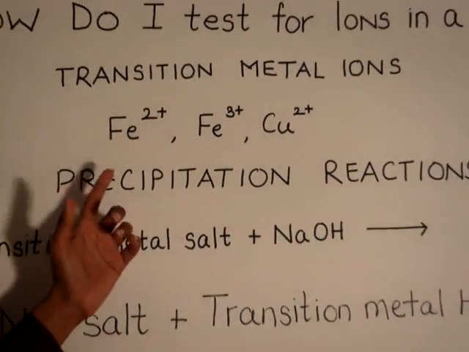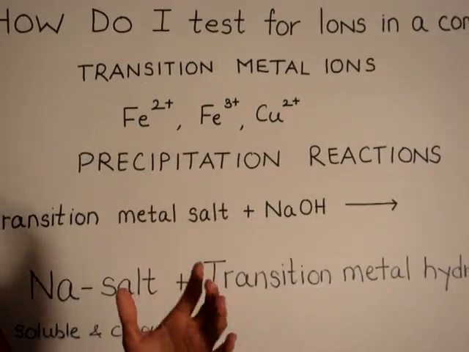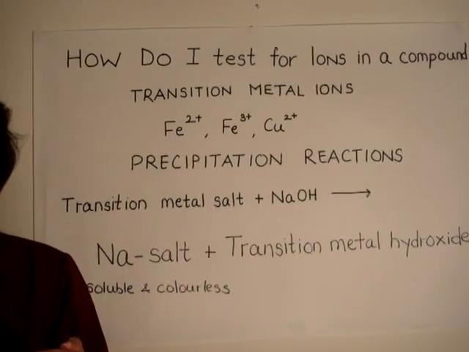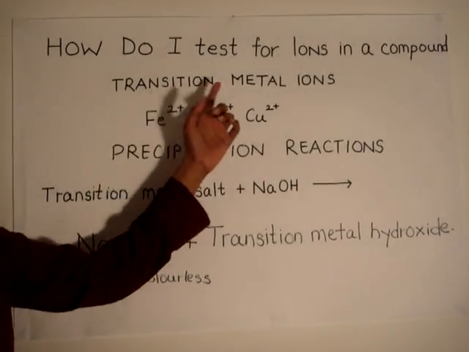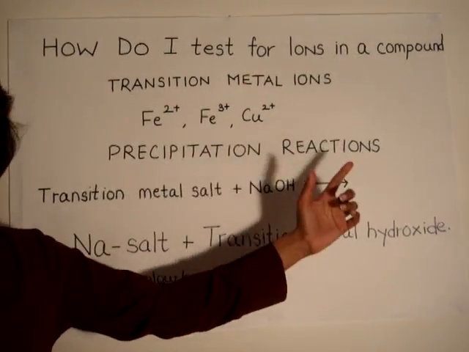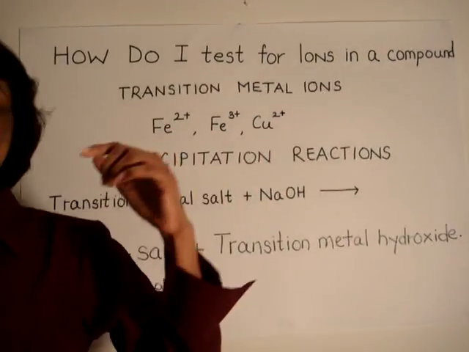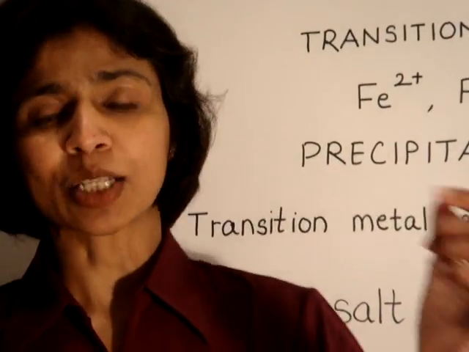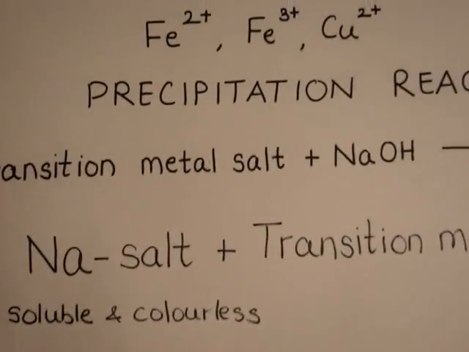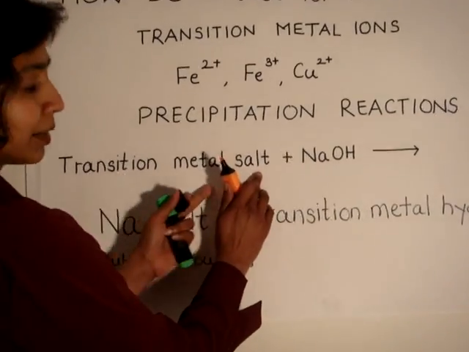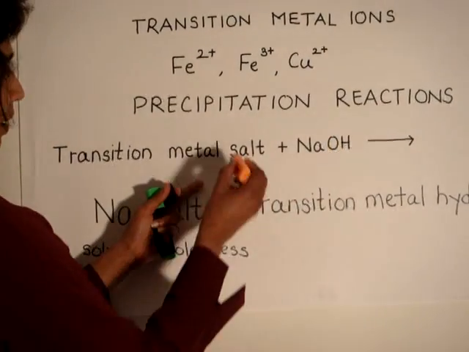Okay? Precipitation reactions are used to detect ions in a compound. In this case, we are going to find out transition metal ions using those reactions. In a laboratory, you will be given an unknown compound and you will be asked to add sodium hydroxide to it. What will happen then? Okay. Transition metal salt and sodium hydroxide.